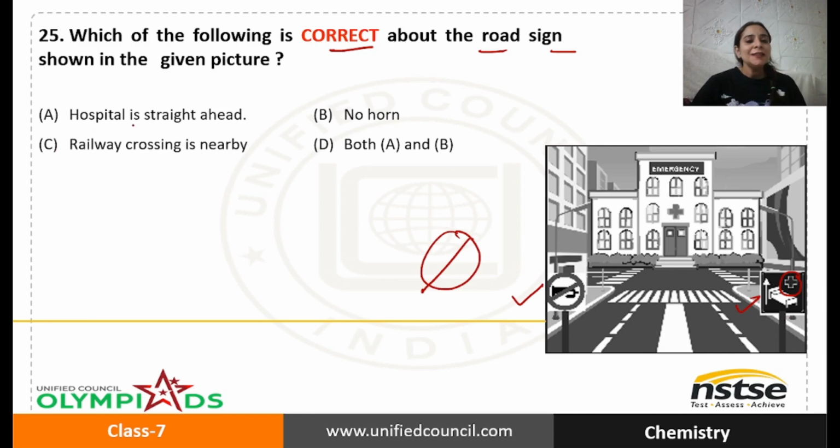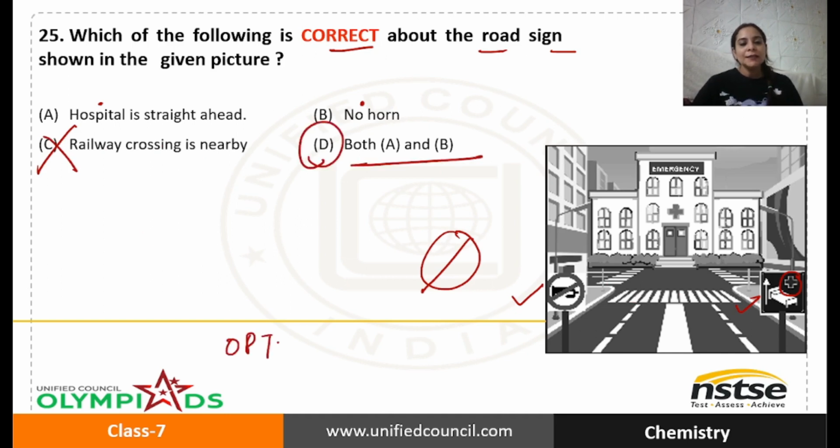So option A says, is it saying hospital is straight ahead? Yes, it is. No horn please? Yes, correct. Railway crossing is nearby? No. There is no signboard on the road which is indicating about railway crossing. So the answer is option D, that is both A and B.